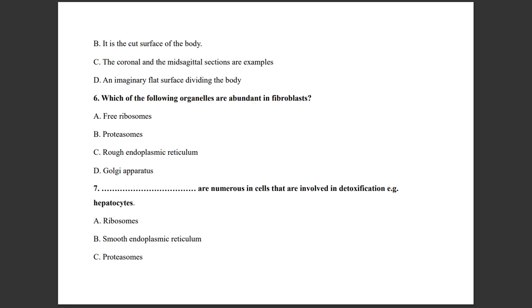Which of the following organelles are abundant in fibroblasts? Now, fibroblasts are cells which make extracellular matrix. So, which one of these organelles is involved in the formation of extracellular matrix? It's the rough endoplasmic reticulum. So, that is the answer.